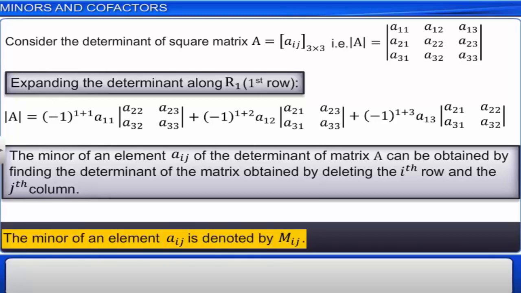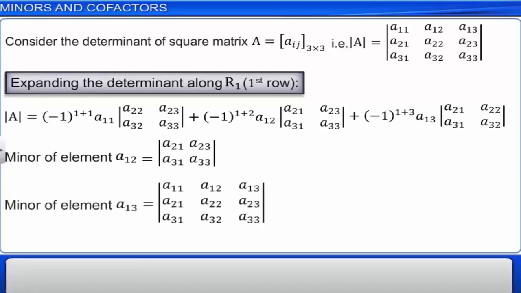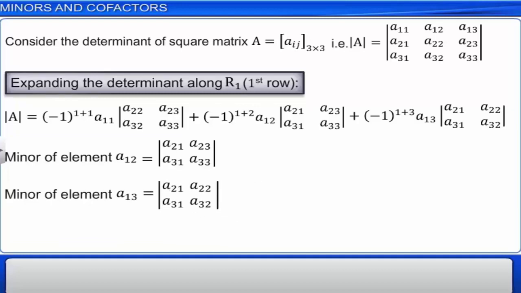Similarly, the minor of A12 can be obtained by finding the determinant of the matrix obtained by deleting the first row and the second column. And the minor of A13 is the determinant of the matrix obtained by deleting the first row and the third column. In the same way, the minor of the other elements of matrix A can be found.